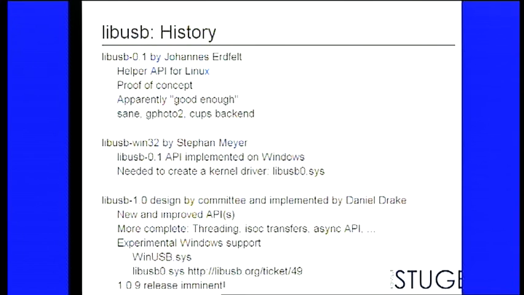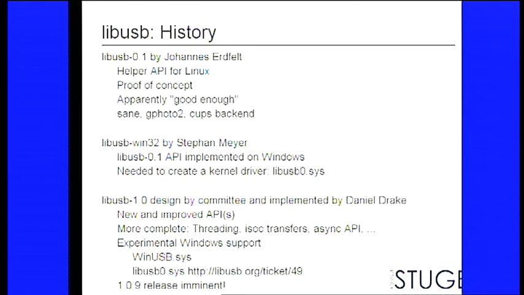Some history. This is a massive slide, but it's important because it's really easy to get confused by the couple of different libusb versions out there. The original libusb was version 0.1, started by Johannes Erdfeldt long ago, and it was just a helper API on top of the Linux user space API that the kernel already offered. libusb 0.1 was just a proof of concept, really, to test if this was a useful library.